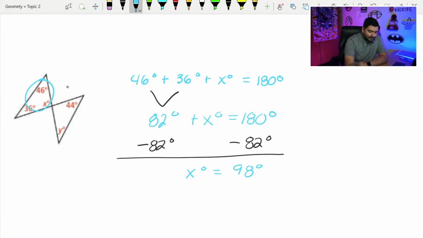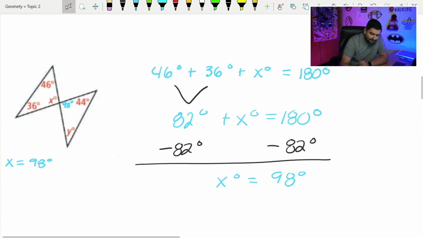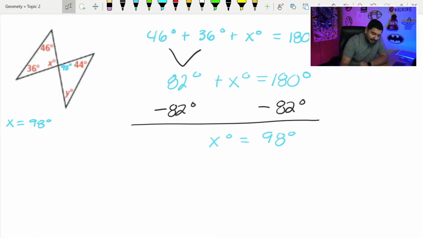Okay? And the way we find y for this problem is that we are going to use the vertical angles theorem. The vertical angles theorem states that any two vertical angles are congruent, meaning they have the same measurement. So I don't have this angle directly, but I know what its vertical angle is. I now found that x is actually 98 degrees, meaning that this angle on the inside right here must also be 98 degrees. And we can use that to help us find what the angle of y is going to be.